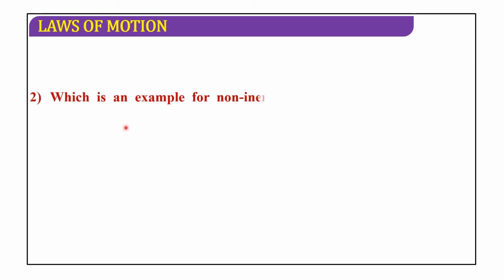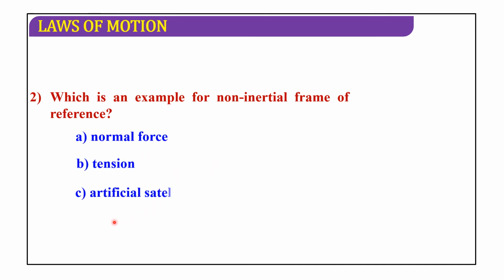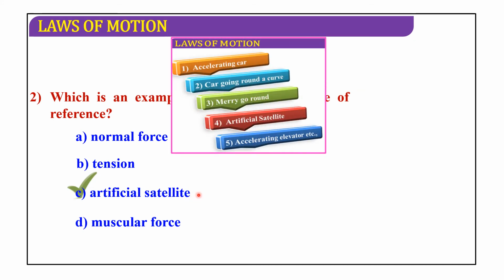Second one, which is an example of a non-inertial frame of reference? Normal force, tension, artificial satellite, muscular force. Artificial satellite is an example of a non-inertial frame of reference. Among these examples, the artificial satellite is the example of a non-inertial frame of reference.